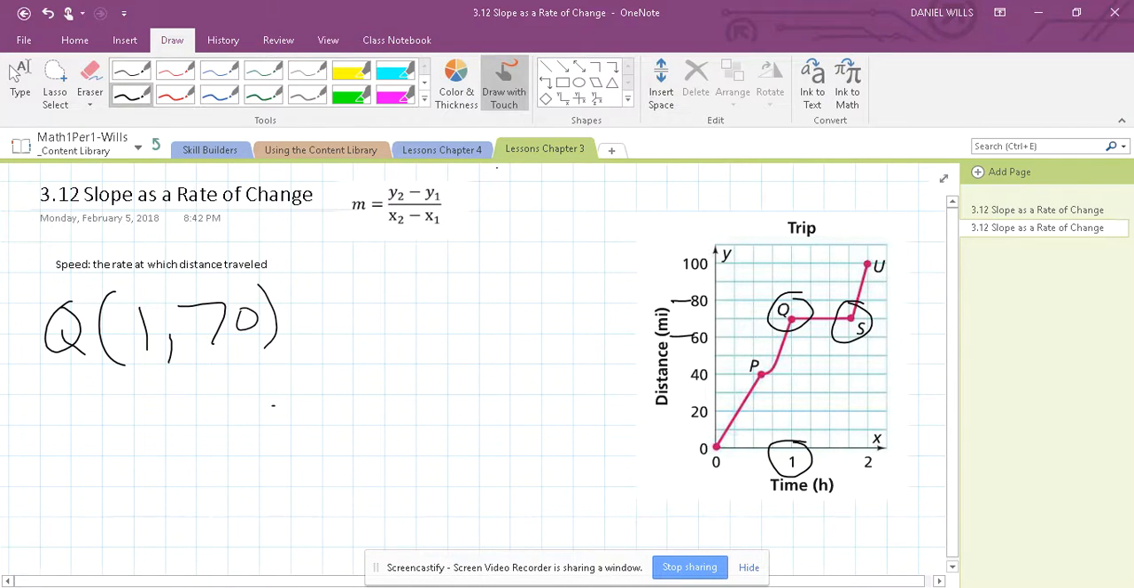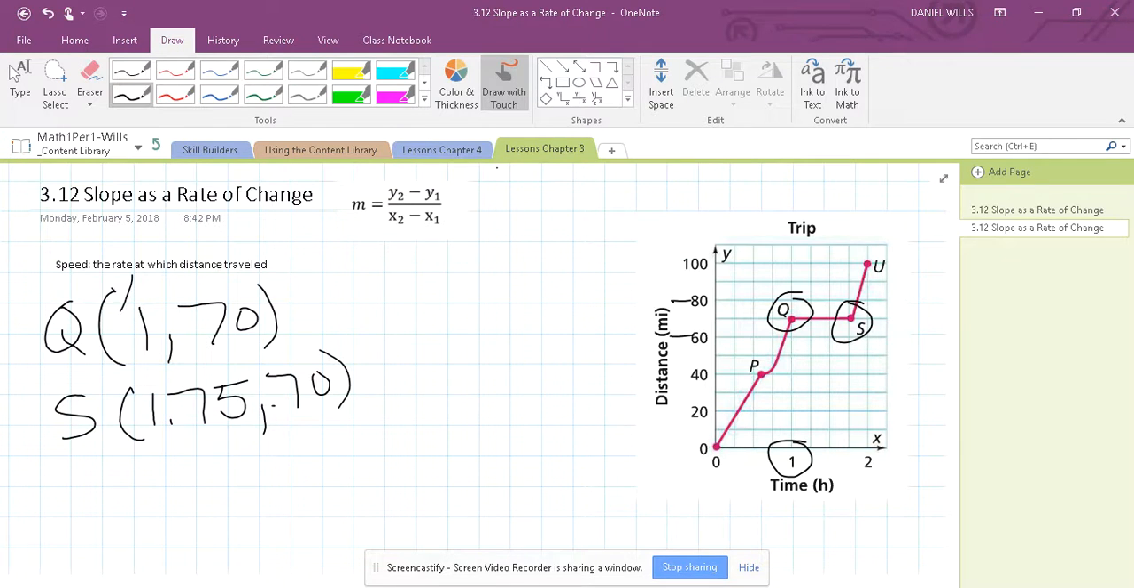Now let's look at point S. So our grid is split up into quarters between each whole number. So it looks like we're at 1, 2, 3 quarters. So 3/4 of an hour, 1.75 hours into our trip. And our distance traveled is 70. So now we have our points picked out. Now we just need to label them, then plug them in.